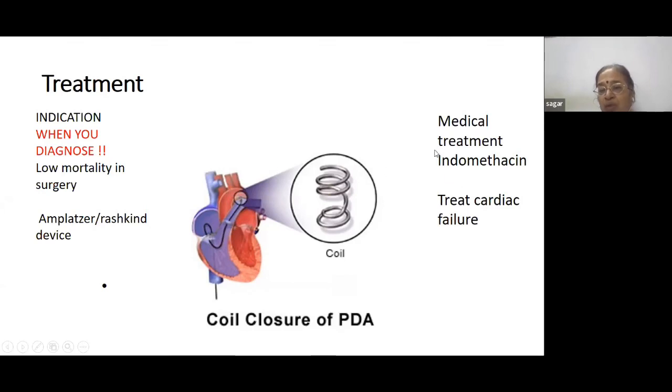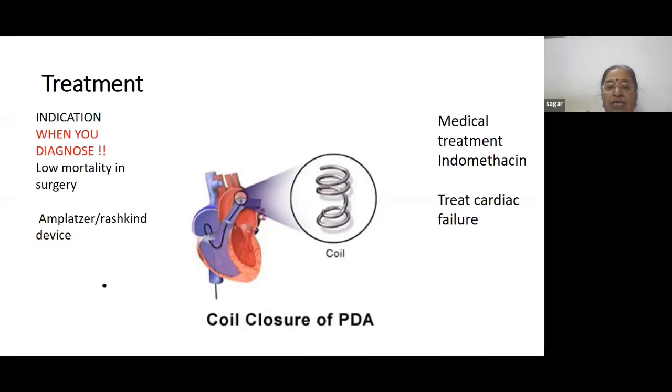Medical treatment, you can do an indomethacin, especially done when you want to close a PDA in the child. You can give an indomethacin because it is a prostaglandin antagonist. Treat cardiac failure like you treat any other cardiac failure, like somebody asked. You can give an ACE inhibitor, you can give an aldosterone antagonist, anything you want, you can give. Treat it like any cardiac failure. Many patients do actually very well on medical treatment. We should not think that everybody has to be operated.